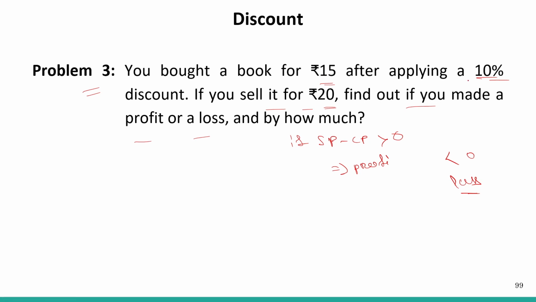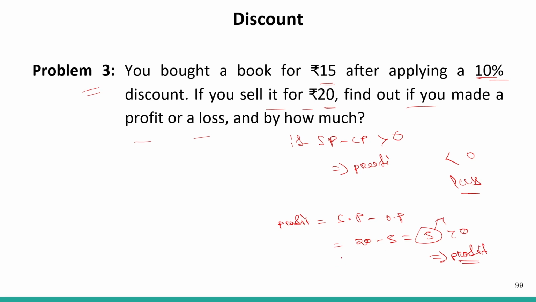Since I got it for 15 after applying the 10% discount, what is the difference? Profit is equal to selling price minus original price, that is 15 at which I bought. So it is 20 minus 15, which is equal to 5. Since this is greater than 0, this implies that I made a profit.